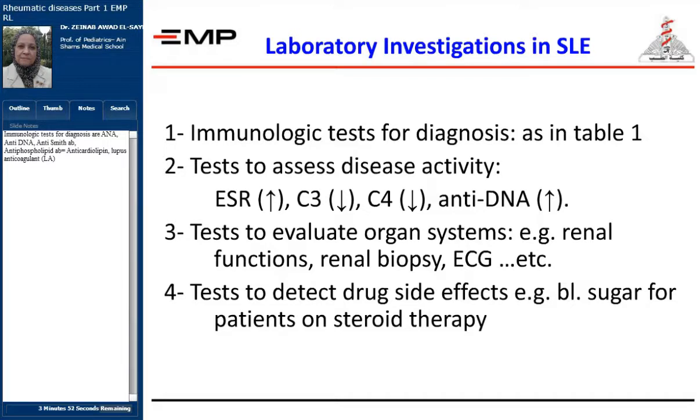and so we cannot follow the patient and the activity of the disease with the anti-nuclear antibody. We have to do tests to evaluate the various organs in the body: renal functions, renal biopsy, ECG, CNS investigations, all that. We have also to monitor the drug side effects, especially if the patient is on steroid therapy. You have to monitor the blood sugar, and you have to do ophthalmologic examination to see if the patient developed cataract, or bone density to see if the patient has osteopenia, and so on.